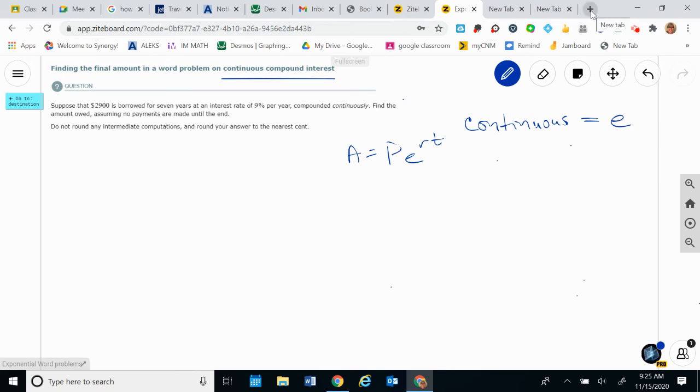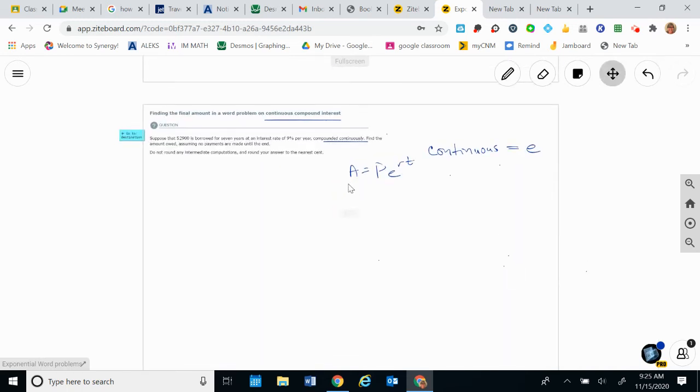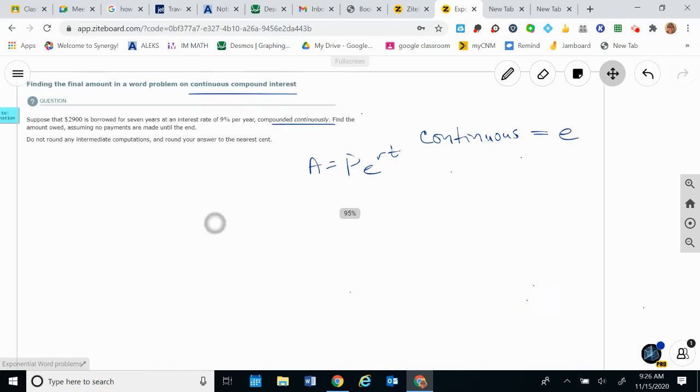Anyway, people refer to this often as the PERT formula. And it's nice because you can just always go back to it when you're compounding continuously. It's an easy one to remember. Okay, go back up.